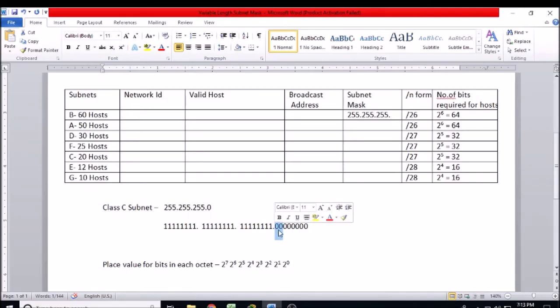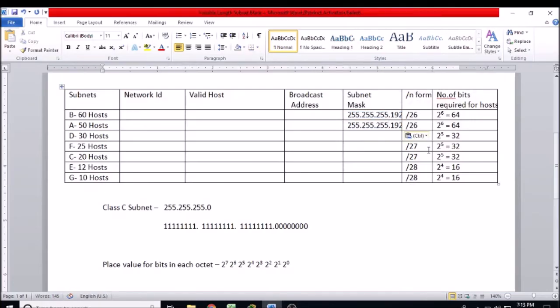Actually now we are going to take 2 bits for the subnetting, right? It is 2 power 7 and 2 power 6. 2 power 7 is 128, and 2 power 6 is 64. 128 plus 64 is going to be 192. Got it? And then for the next one also it is going to be /26, so the subnet mask is the same as the previous one.